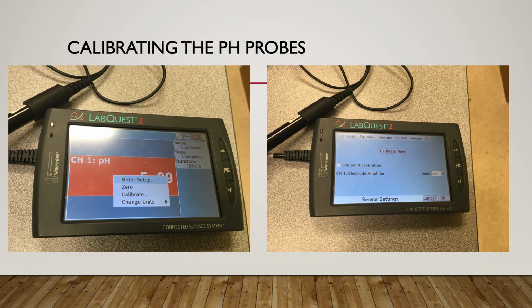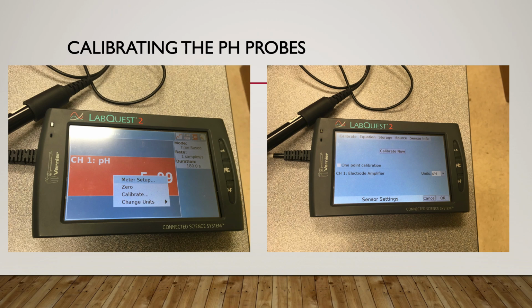What you'll do is, after you select Calibrate, you're going to get an option where if you select Calibrate Now, it's going to give you a voltage reading. Then you're going to have to tell it the pH of the solution it's currently been put in. And then you'll tell it to keep, and do the same thing a second time.